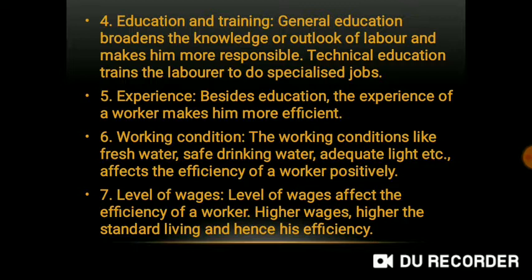The seventh factor is the level of wages. We all know that a worker gives his labor in the expectation of something in reward. That reward is known as wages. So wages always impact the efficiency of a worker. The higher the wages, the higher will be the standard of living and the greater will be his efficiency. Whenever a person earns higher wages, then obviously he will have a better standard of living, in the sense that he will have a good sleep, a good house to live in, and a balanced diet. In that way he will be mentally and physically strong. As a result, his efficiency in the work also increases.